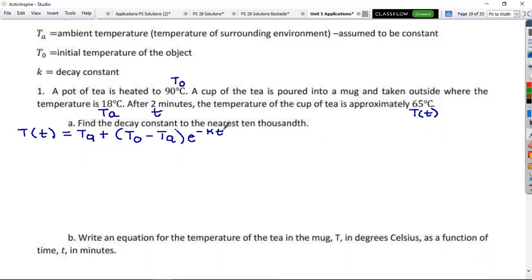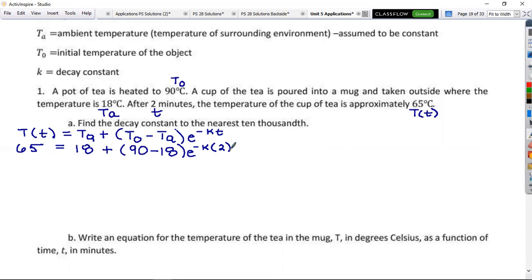All right, you're going to sub into this. So T of T, the temperature of the object after 2 minutes is 65 degrees. I'm going to say 65 is equal to ambient temperature of my environment was, I'm looking for it, 18, thank you. Plus temperature of the object initially was 90. And then minus the 18. And then E raised. We don't have the decay constant, that's K. But I think we have T. 2. Yep, thank you.